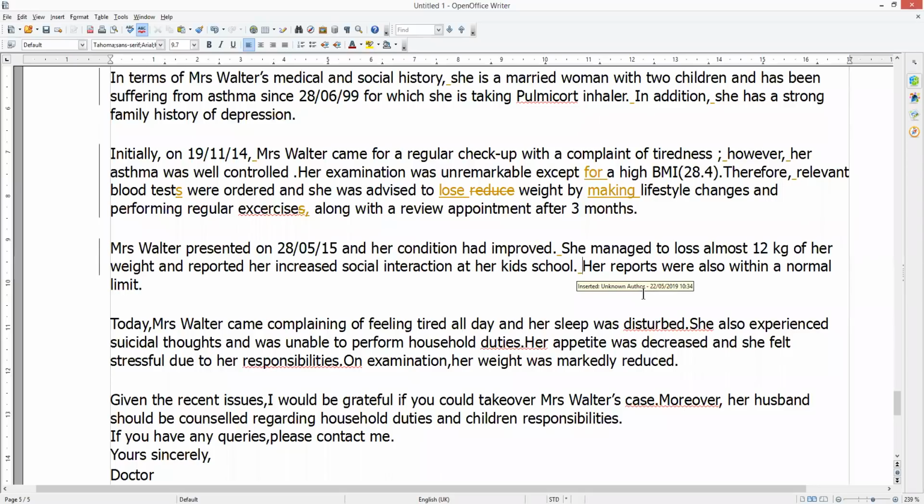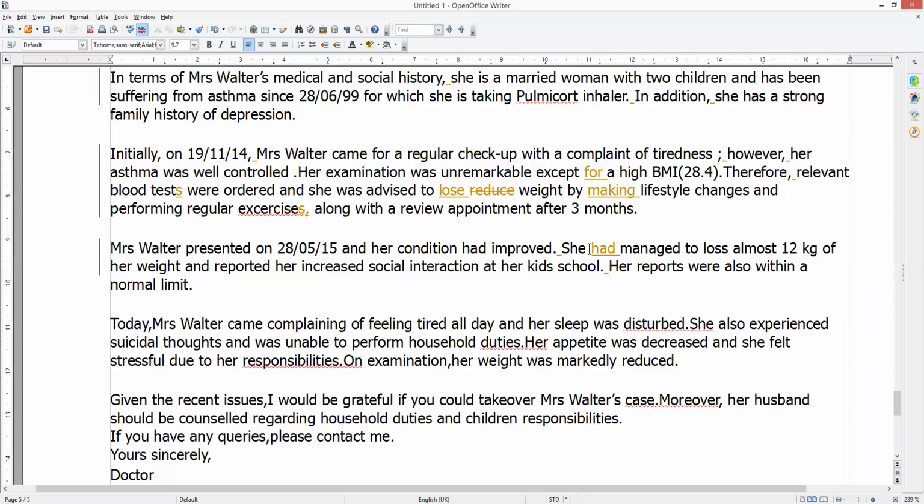She had managed. Right, we should be past perfect because we've got presented in the simple past, so this should be past perfect. She had managed, but managed implies she had managed to lose almost 12 kilograms of weight, or of her weight. Reports also within her reports, what you mean, her tests, but also within normal limits if you mean tests. So put that there. Okay.